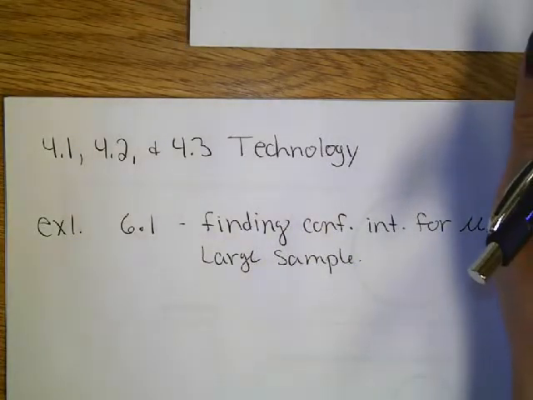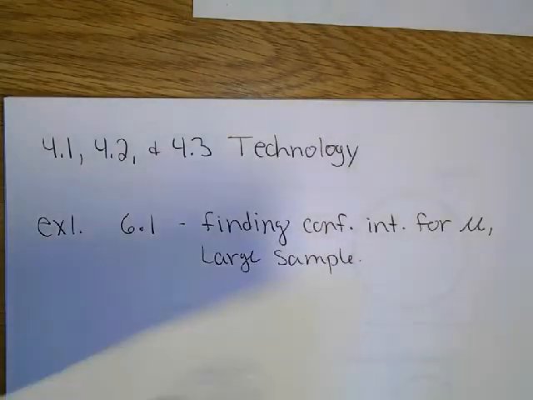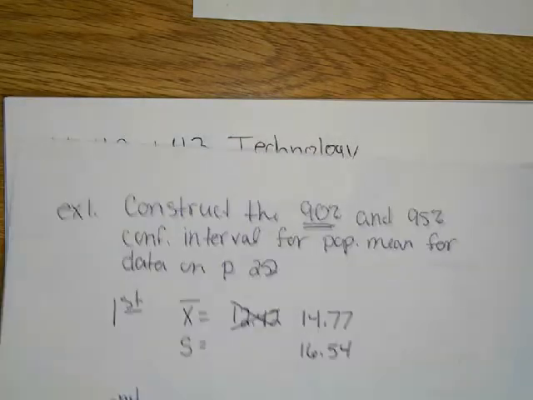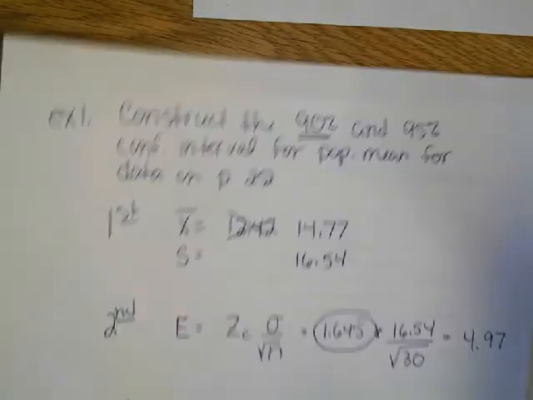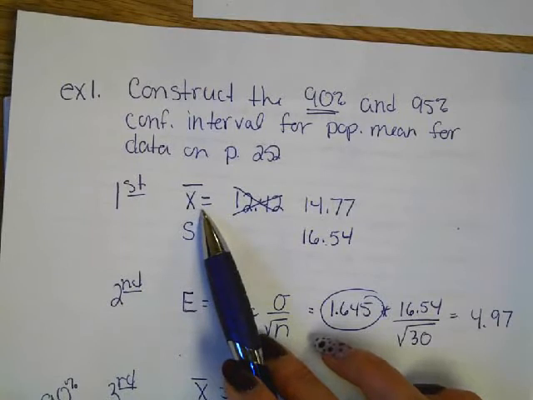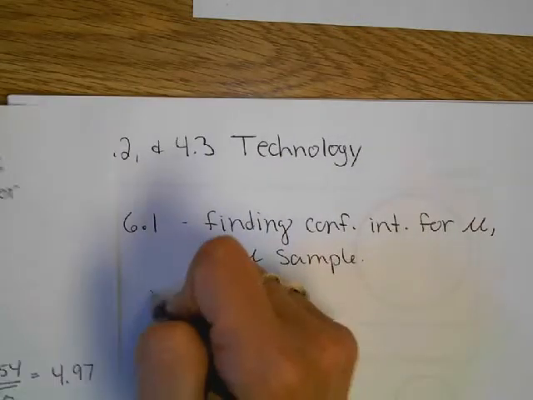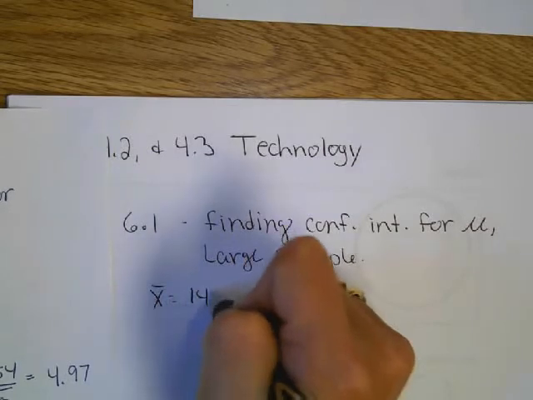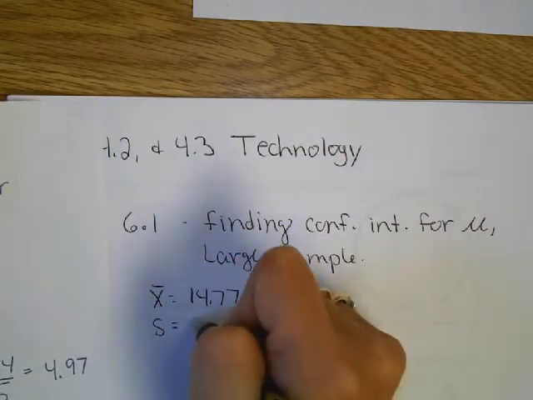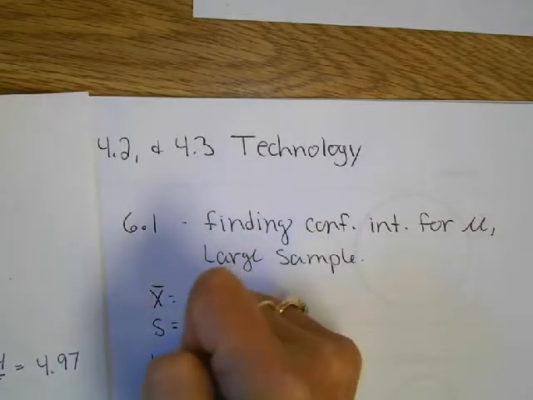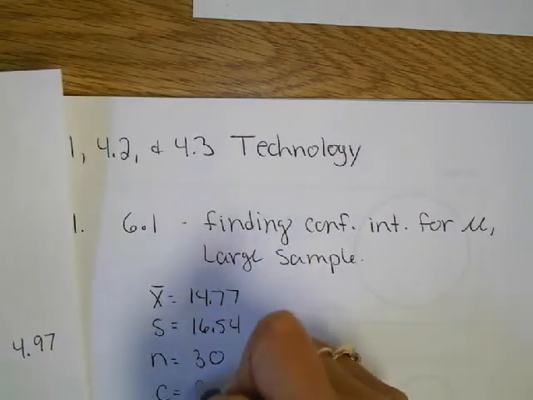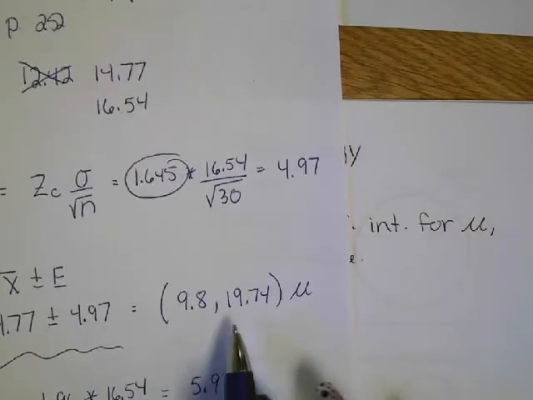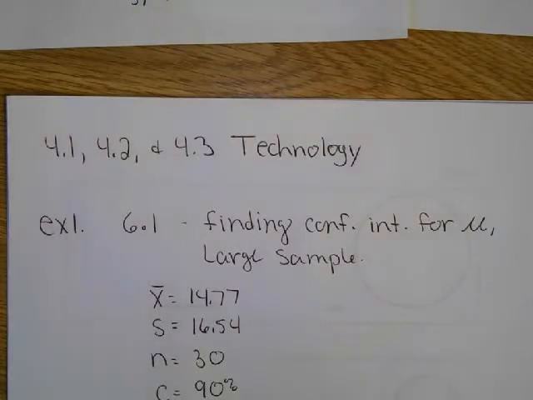And I'm going to take you right back to example 1, where it was like the number of sentences in a magazine article, where we constructed the 90 and 95% confidence interval for the population mean. And we put all the data in. So our critical information was that the sample mean was 14.77. The sample standard deviation was 16.54. And we had a sample size of 30 magazines, and our confidence level is going to be 90%. So, and I'll refer back to the answer we got here when we get the calculator program going.